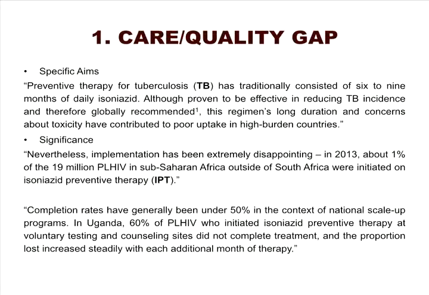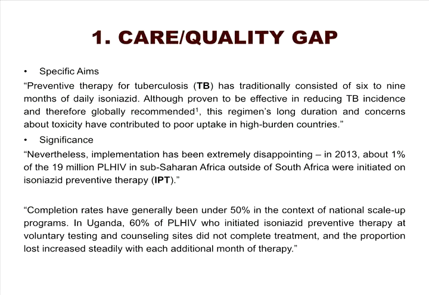For ingredient number one, the care or quality gap. In the specific aims section, right at the beginning of the grant, we write that preventive therapy for TB has traditionally consisted of 6 to 9 months of daily isoniazid. Although proven to be effective and recommended, this regimen's long duration and concerns about toxicity have contributed to poor uptake. So we say that right now there's a large gap in the uptake of TB preventive therapy, and we expound on this later on in the grant.